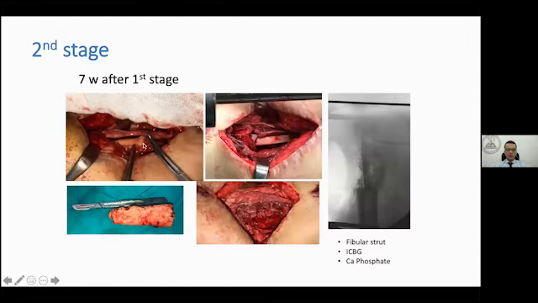She had her second stage 7 weeks after the first stage. The membrane was carefully incised. The cement spacer was retrieved. A fibular strut graft was impacted into the femoral defect. The membrane was filled with morcellized cancellous iliac crest bone graft, and this graft was expanded by a calcium phosphate bone substitute. Finally, the membrane was carefully sealed.